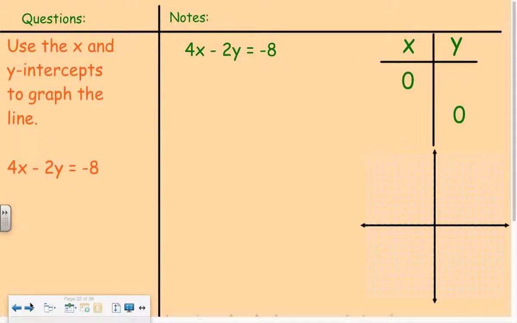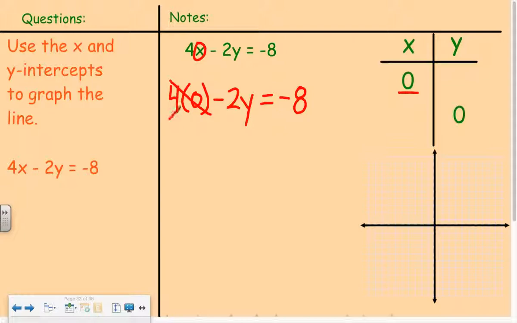All right, let's try that again. Now we have another equation that's written in standard form. We're going to use the intercepts to graph the line. So I'm going to take 0 and plug it in for x to find my y coordinate. So 4 times 0 minus 2y equals negative 8.